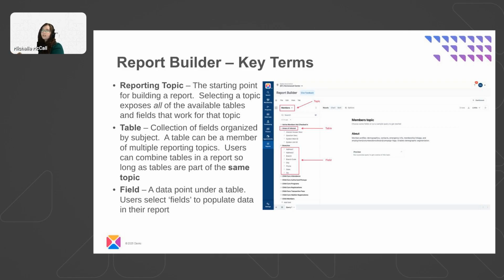The table is a collection of fields that are organized by subject. A table can exist in multiple topics, and you can combine tables in a report into one query, so long as they're part of the same topic. And a field is a data point within a table, sort of like member ID is an example of a field. Date of birth is an example of a field. Those are individual data points that live within the tables. And you would select the fields from this field picker here on the left side of the screenshot. You would select the field, just click on it to add it as a column in your report. You can also add them as filters and other things.